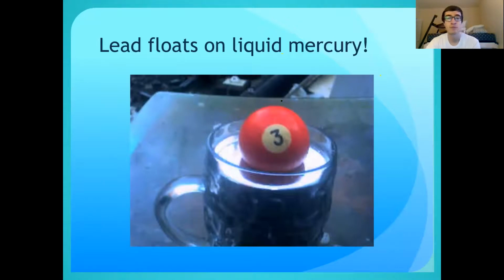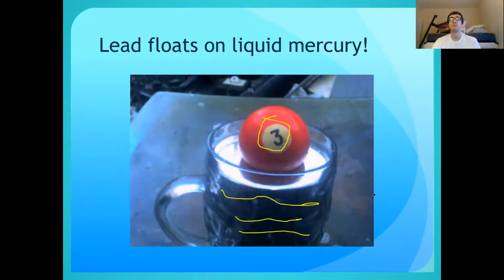So here we have an old school lead pool ball with some liquid mercury underneath it. And so this liquid mercury is actually more dense than the solid pool ball floating on top of it. So because of that difference in density, the lead is going to float on top of the mercury.